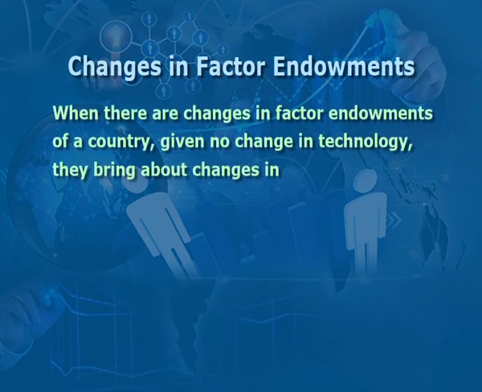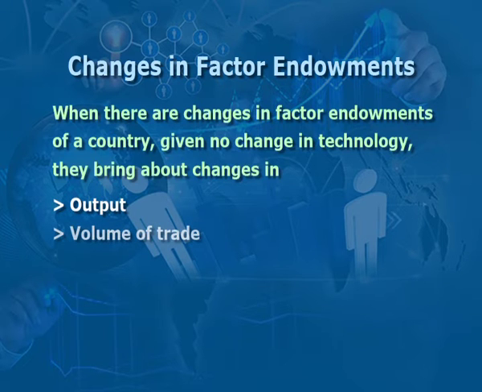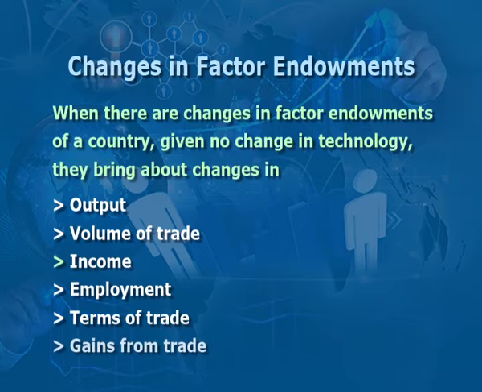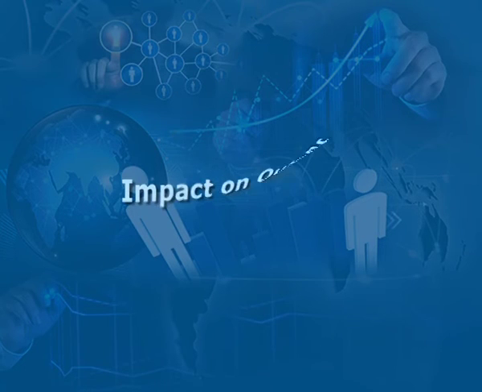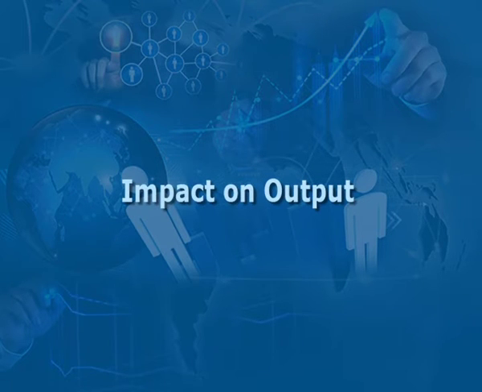When there are changes in factor endowments of a country, given no change in technology, they bring about changes in output, volume of trade, income, employment, terms of trade and gains from trade between two trading countries. In order to analyze the impact of changes in factor endowments on these variables, let us consider a case in which the supply of only one factor increases in one country with no change in the supply of factor in the other country. Now friends, let us have a look at the impact on output.